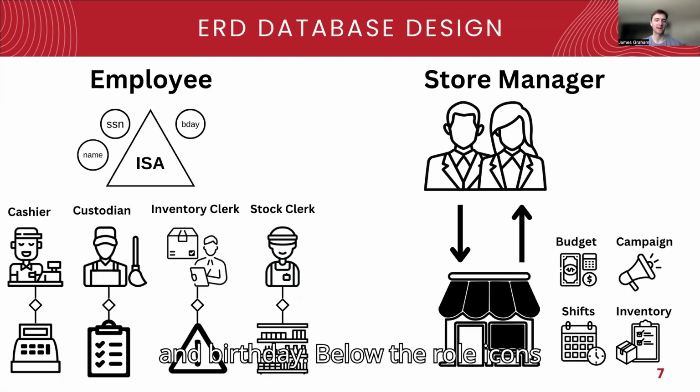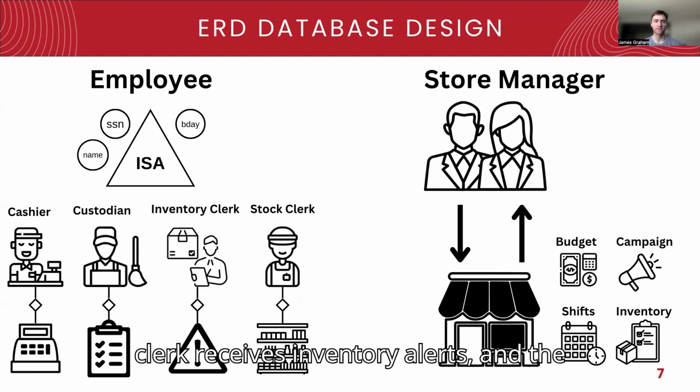Below the role icons are examples of the relationship sets specific to each employee role. The cashier is assigned to a cash desk. The custodian maintains the maintenance records. The inventory clerk receives inventory alerts, and the stock clerk restocks the shelves.